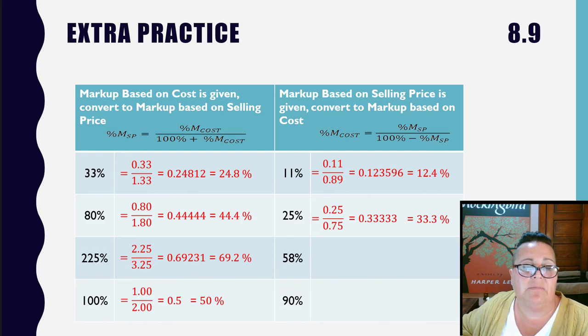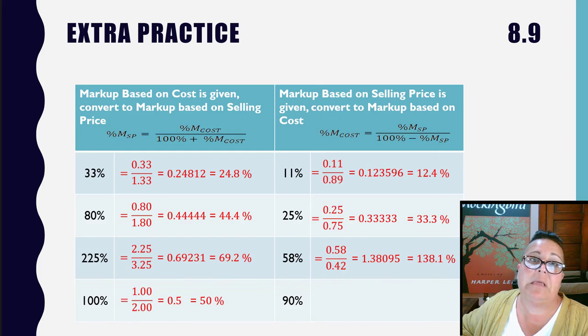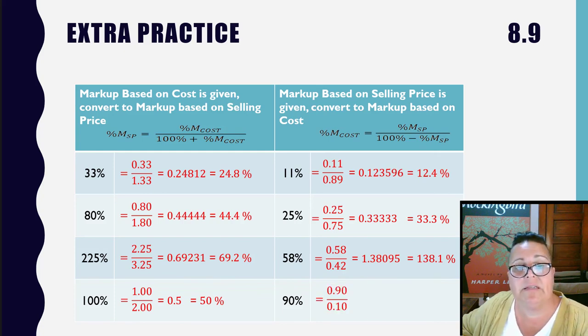58% would be divided by its complement of 42%. That would give us a 1.38, or 138.1%. And 90% would be divided by its complement of 10%. And this signifies a 900% markup based on cost.